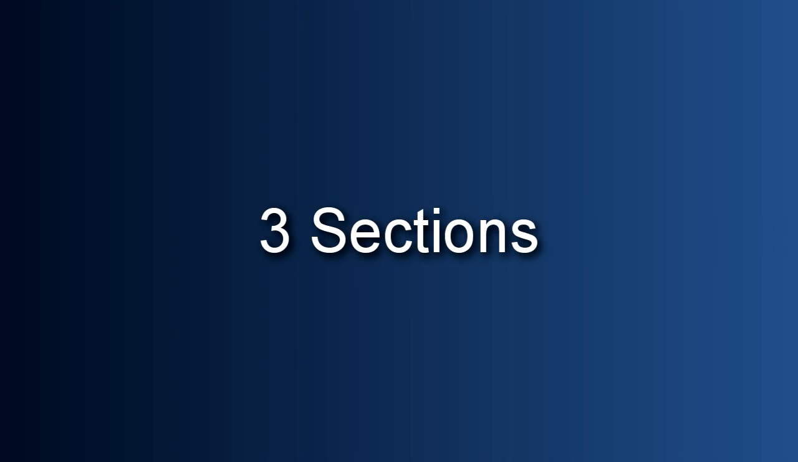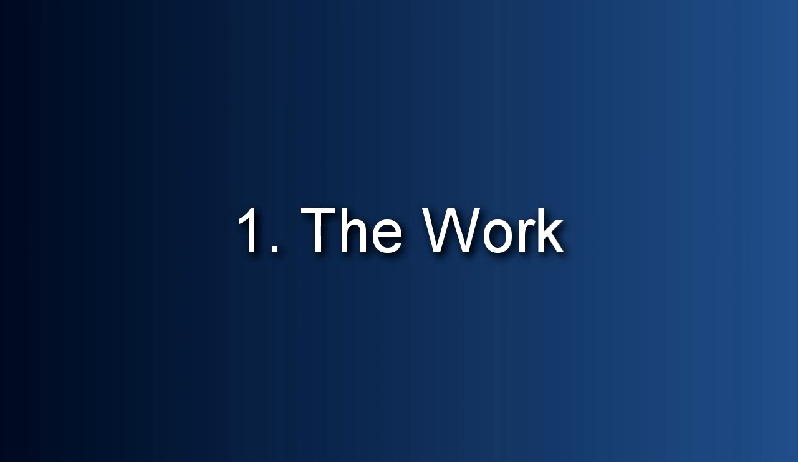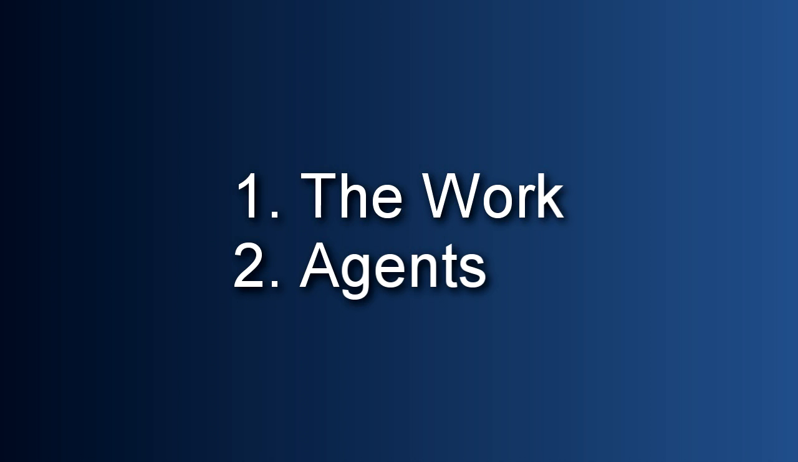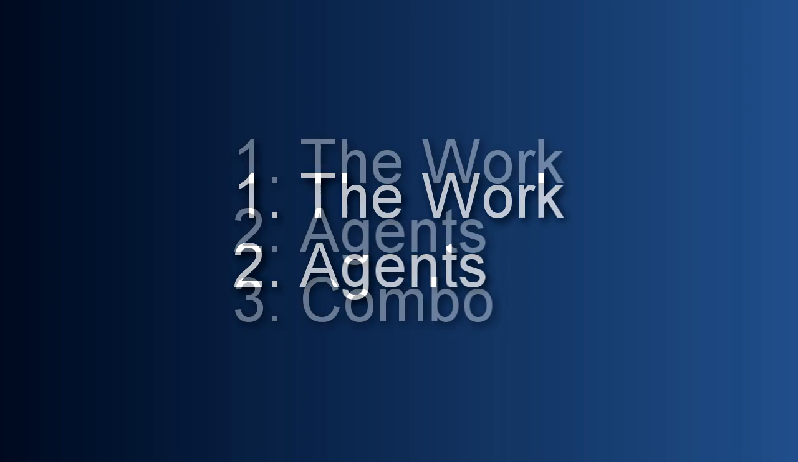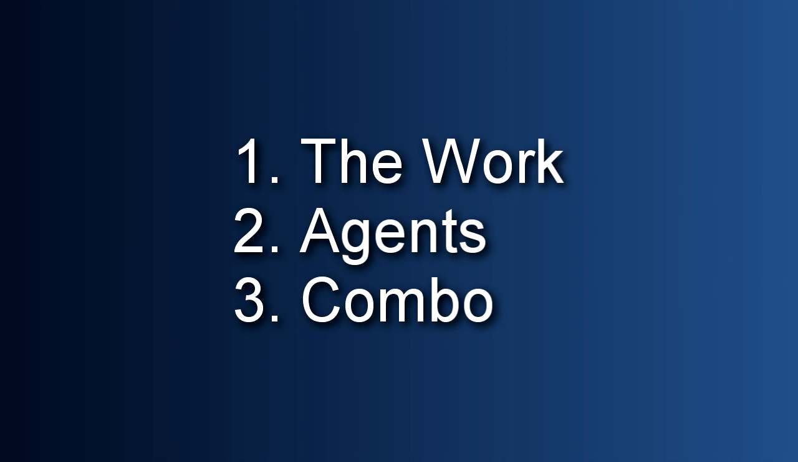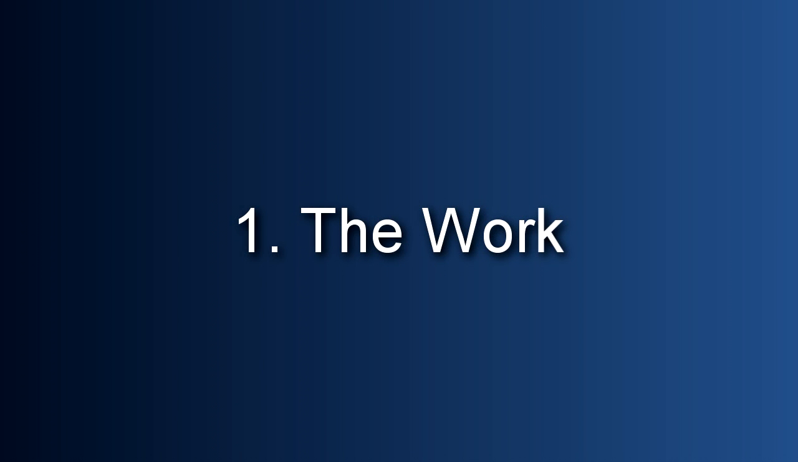I divide these reports into 3 different sections or segments. The first set of reports we're going to look at concern the work in your call center. The second set of reports give you details about your agents. And the final report is the one I call the combo report because it brings together both work and the agents together on a single sheet of paper. Ready? Here we go. First, the reports about the work.